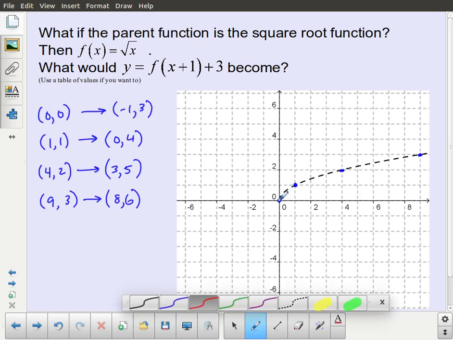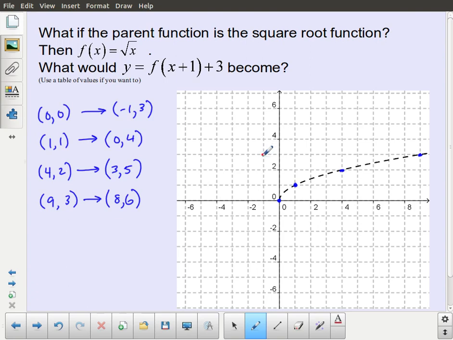So we now have a point at negative 1, positive 3. So that's taking this point, left 1, up 3. This point, left 1, up 3. This point, left 1, up 3. And this point, left 1, up 3. And we end up with a graph that looks like that. It's not perfect, but we're doing this freehand. And as I've mentioned before, the radical function looks like a part of a parabola that's been turned onto its side.